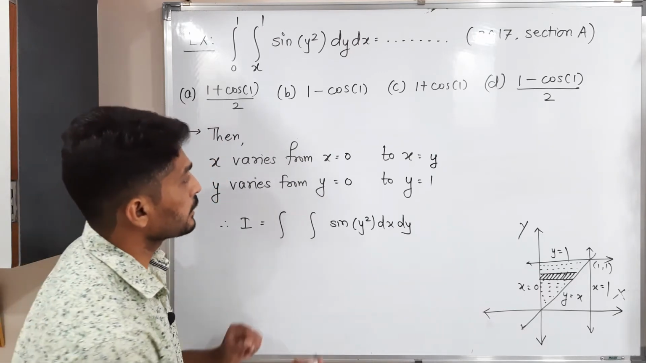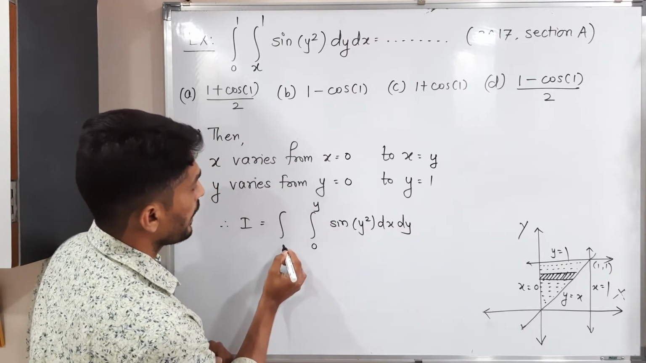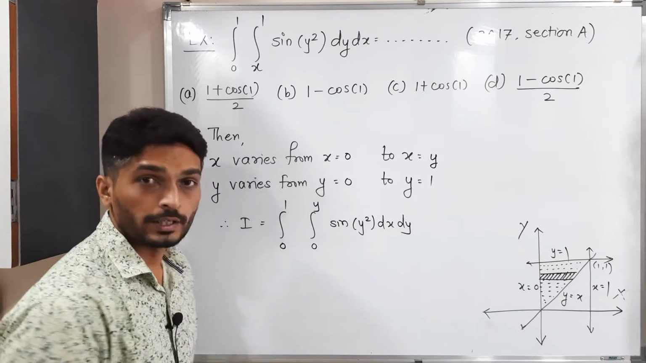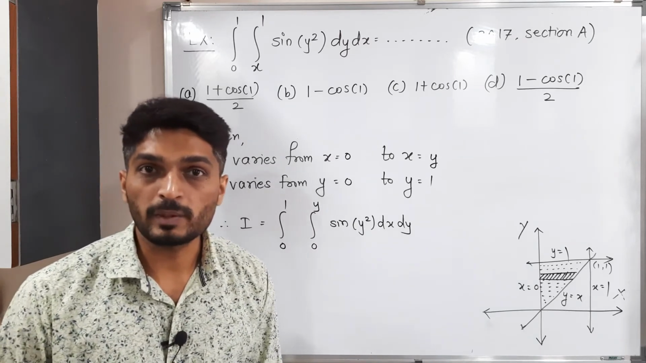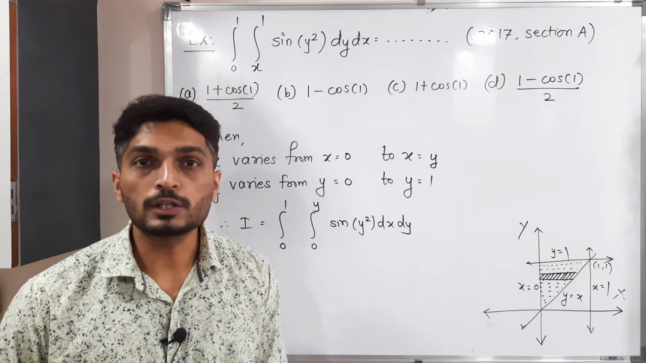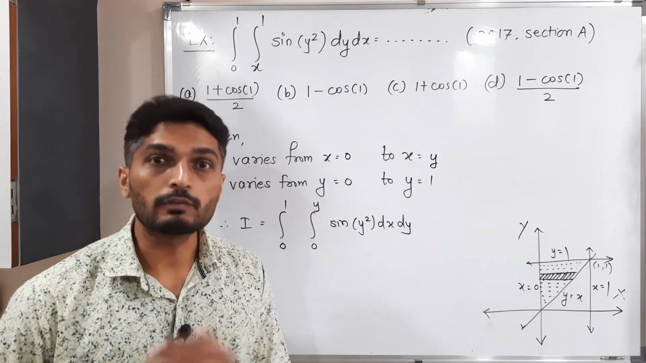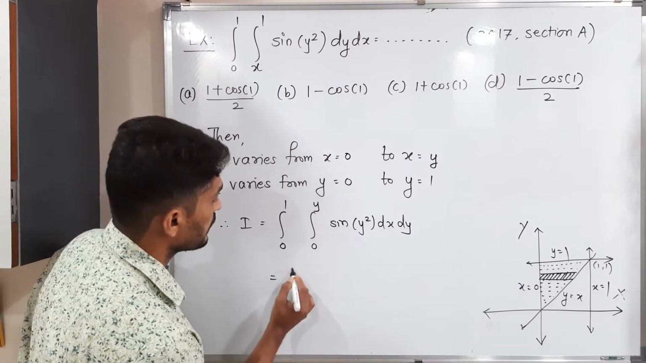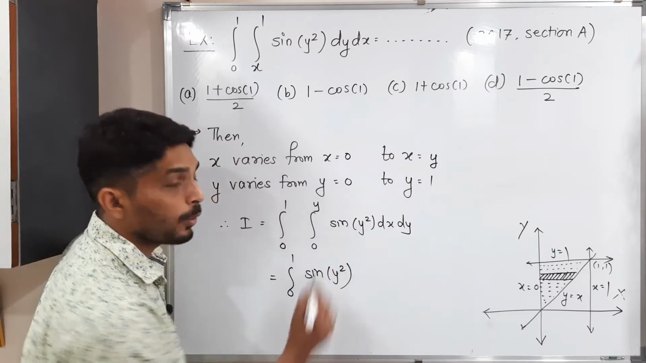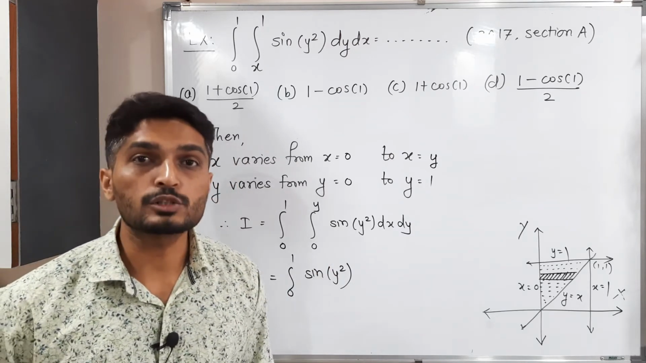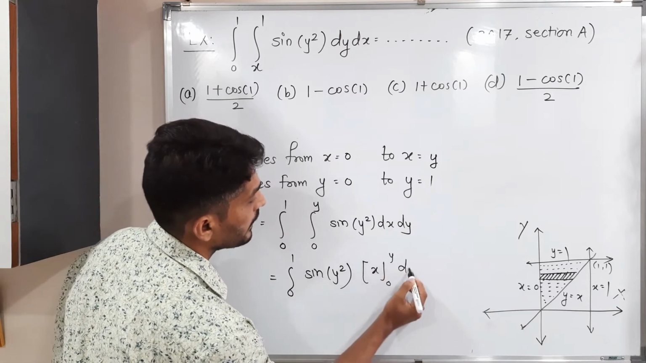So let us write the integration of x here, limits of x from 0 to y, and limits of y from 0 to 1. I have already written dx here since the inner integration is with respect to x. But see, when we integrate with respect to x, y and all functions of y we consider as constant. So sine y square is a constant, it will come outside the inner integration. So integration 0 to 1, sine y square will come outside and only dx will be there. The integration of dx is x only. So x from 0 to y, dy.